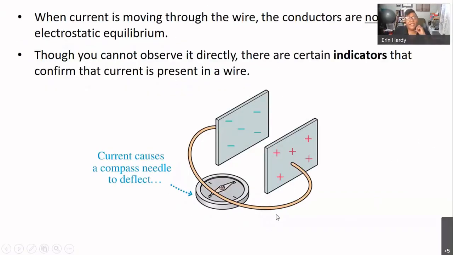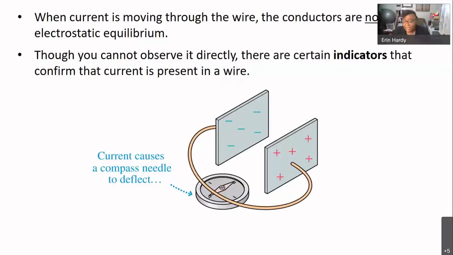So here's the same scenario, our same discharging capacitor. And what we are looking for here is the concept of some sort of indicator, something that we could use that's not an ordinary ammeter to confirm that charges are actually moving through that wire, or in other words, that charges are depleting from the plates of the capacitor.